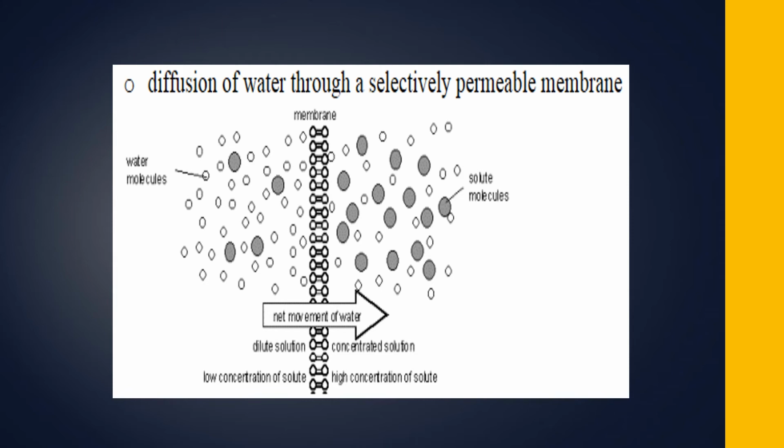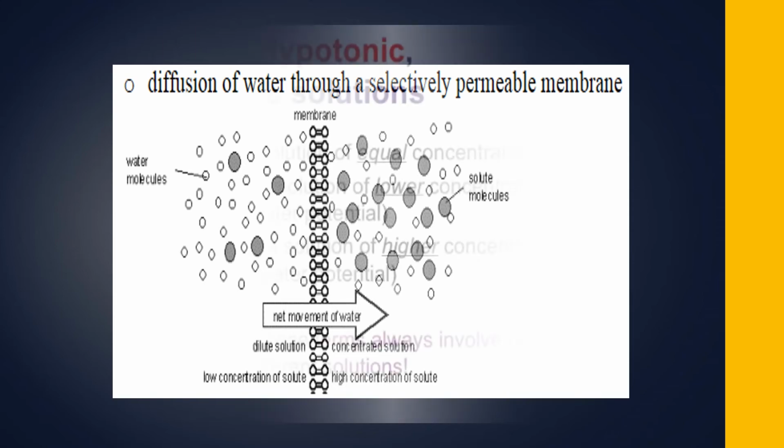Diffusion of water through a selectively permeable membrane is also illustrated in this figure. As you can see, the small circles are the water molecules, and the big circles are the solutes. Earlier, we said from high potential of water to low potential of water. So that is the diffusion of water through a selectively permeable membrane.